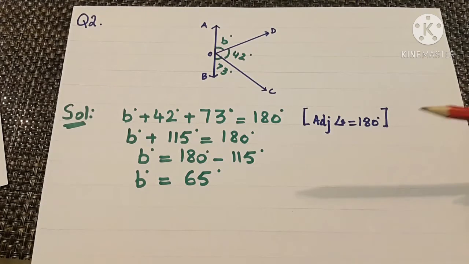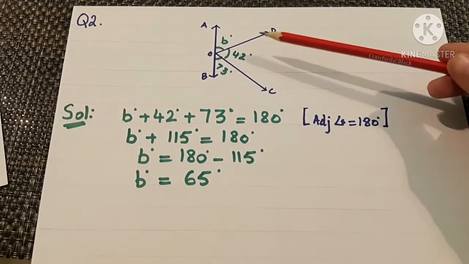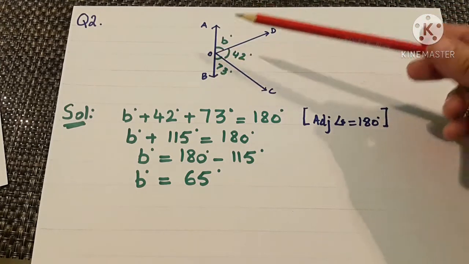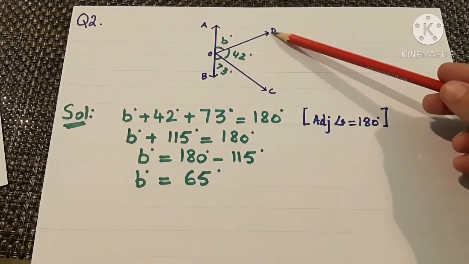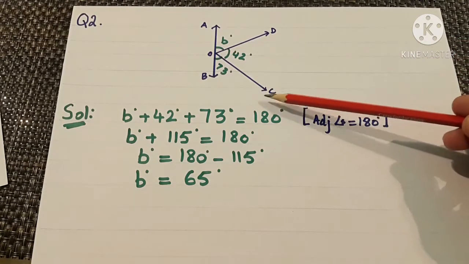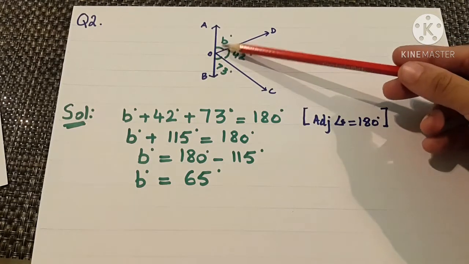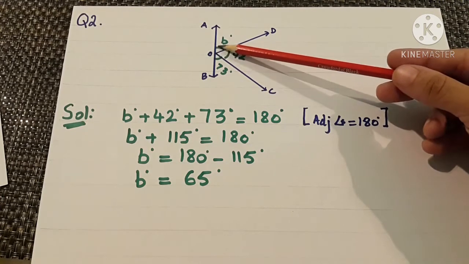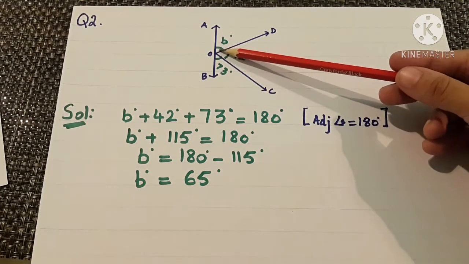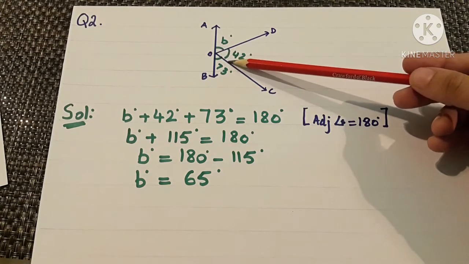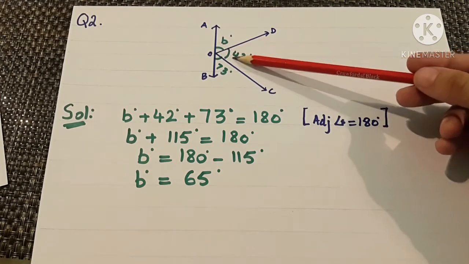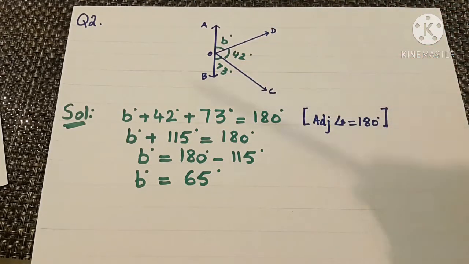Let's take another question. If we get this type of question, that a straight line is like this, AB, and OD is one line, OC is another. Now you can see here there are three angles that are sharing the common vertex O, and they are lying on the opposite common sides. Angle B, 42 degrees and 73 degrees. These are all adjacent angles, and we know that the sum of adjacent angles is equal to 180 degrees.